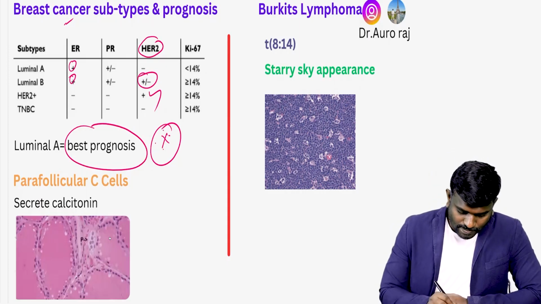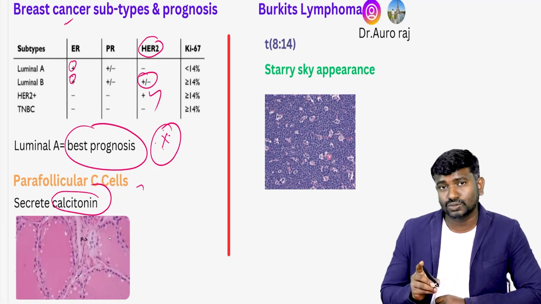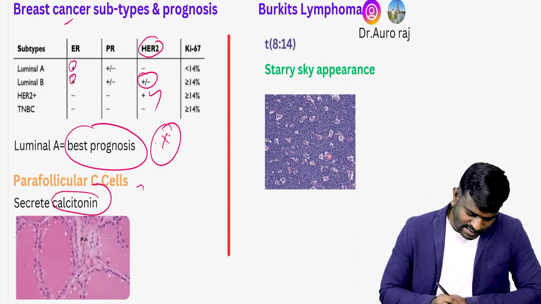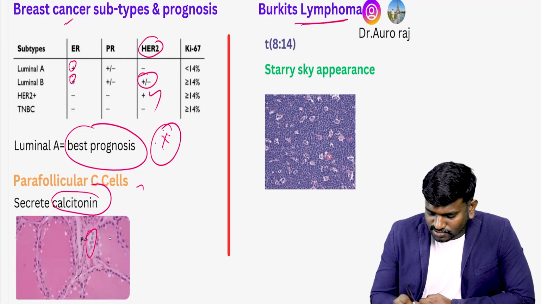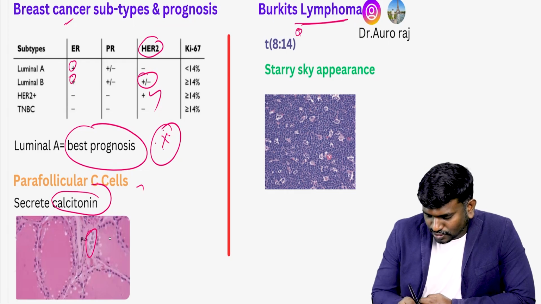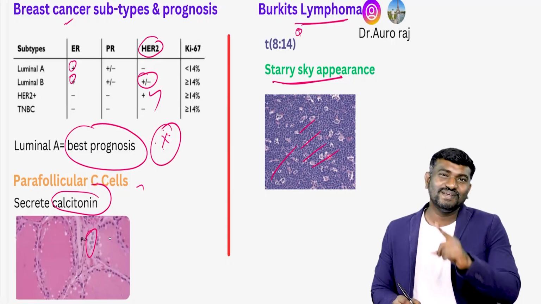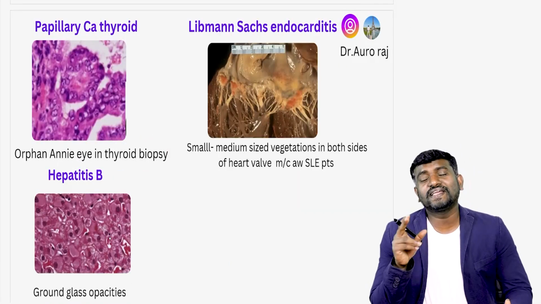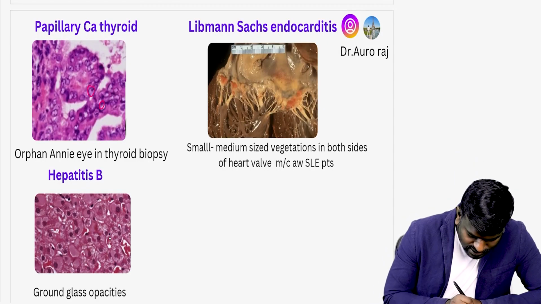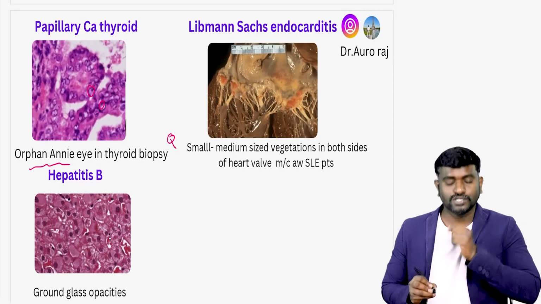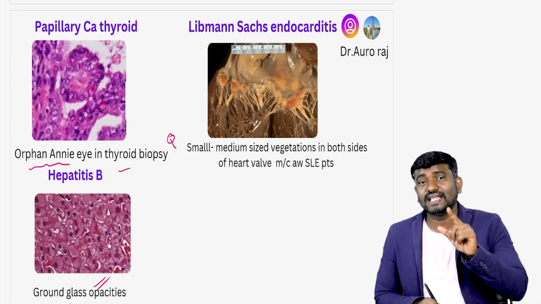Breast cancer. Good. Parafollicular cells will release what? Secretes calcitonin. Remember, calcitonin is produced by parafollicular cells, and this is the image of what? Parafollicular cells. Good. Now, Burkitt's lymphoma, please remember t(8;14), and you're going to see the starry sky appearance. Starry sky appearance seen in Burkitt lymphoma. Papillary cancer of thyroid, remember, you're going to see a very important eye. That eye is called as what? Orphan Annie eye in the thyroid biopsy. Good. Hepatitis B, you're going to see ground glass opacities. Ground glass opacity seen in hepatitis B.